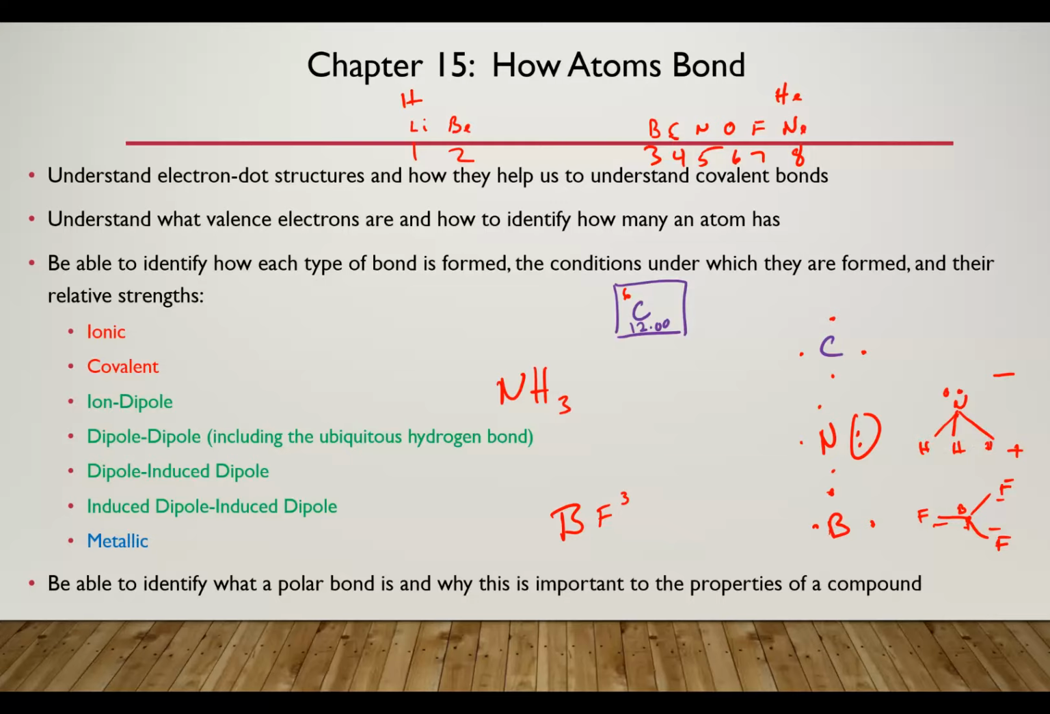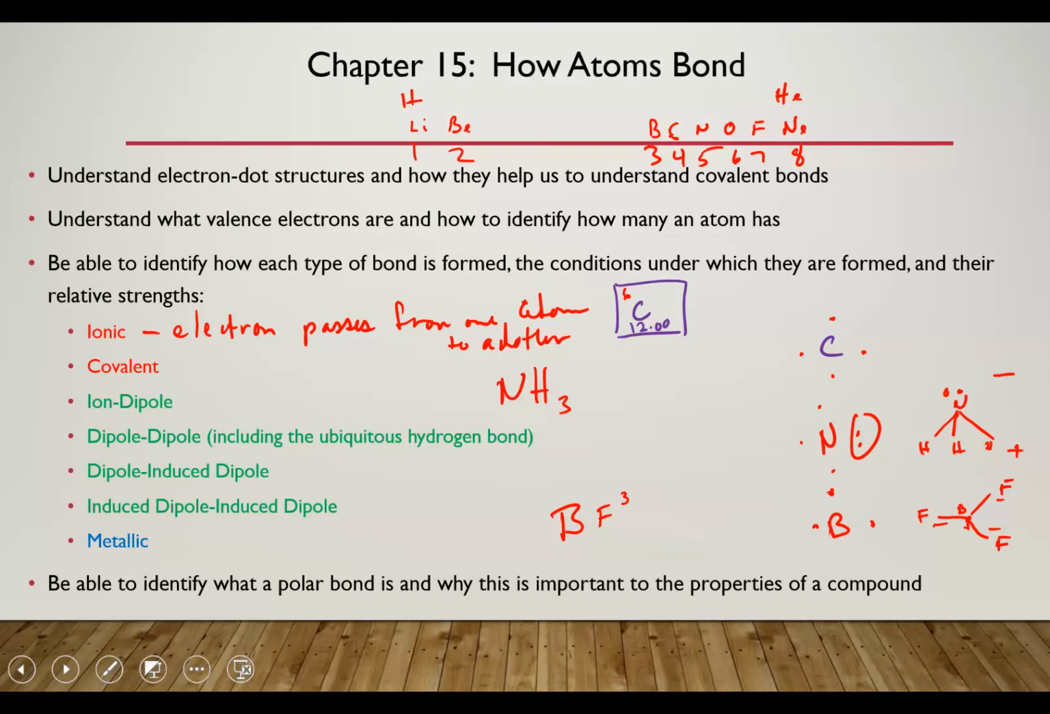Okay, so that's the electron dot structure. Valence electrons are the electrons in the outer shell, the ones that are available for bonding in covalent bonds. And we just talked about how we can identify them. Different types of bonds. Ionic bonds, that is electron passes from one atom to another. So they both become ions, and then they're held together because opposites attract.